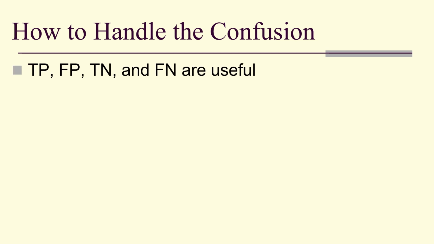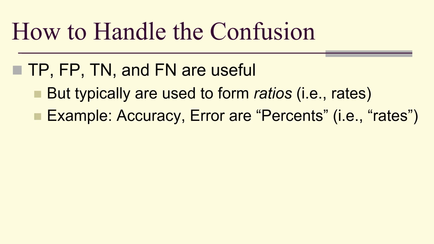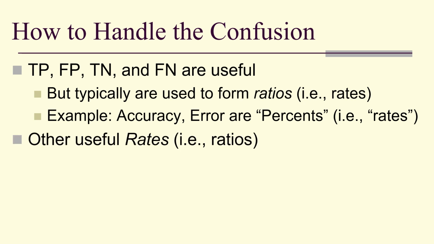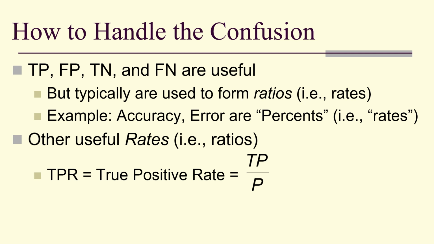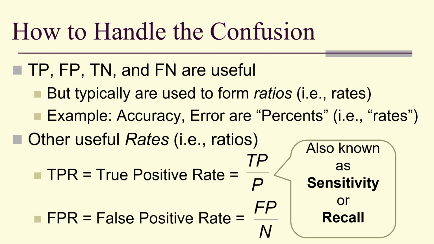Well, these TP, FP, TN, FN, these are useful, but typically we use them to form ratios. For example, accuracy and error are percents. In other words, they're rates. There's some other useful rates. So the true positive rate is the true positives divided by the number of actual positives, also known as sensitivity or recall. The false positive rate is the number of false positives divided by the number of actual negatives.